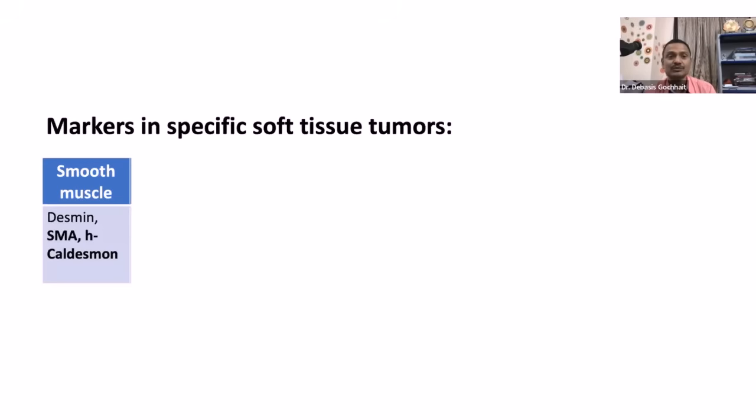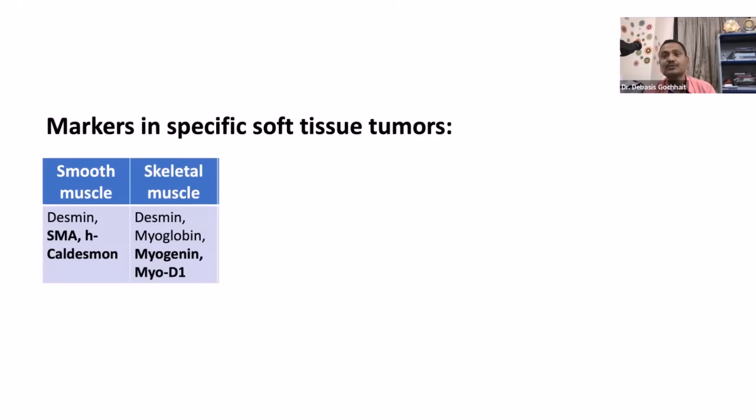When we talk about smooth muscle, you have to remember smooth muscle means SMA, H-caldesmon. H-caldesmon is more specific, SMA is less specific. So if you are asked one smooth muscle marker, that is H-caldesmon. That is very specific for smooth muscle origin. Smooth muscle tumors are called leiomyoma or leiomyosarcoma.